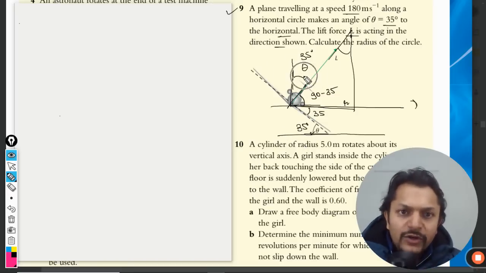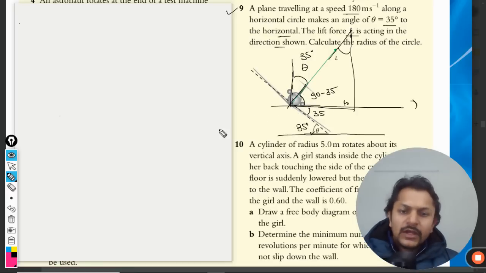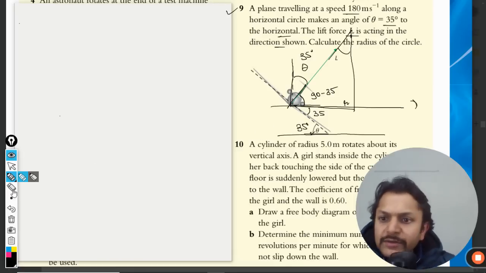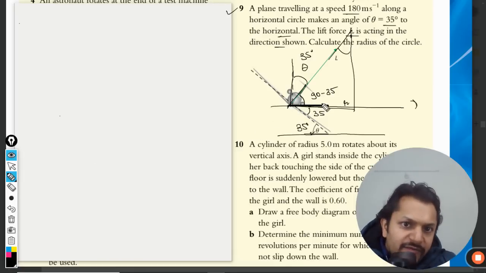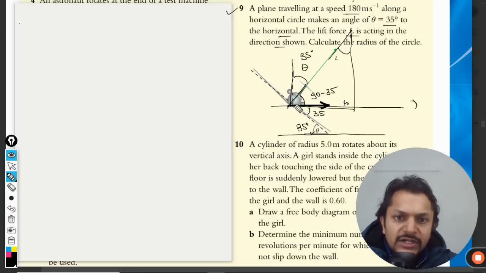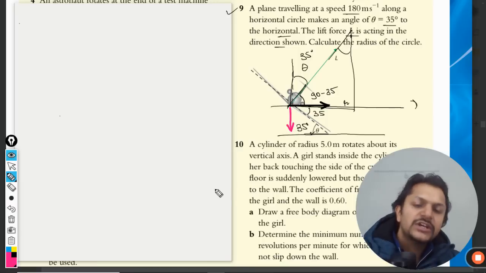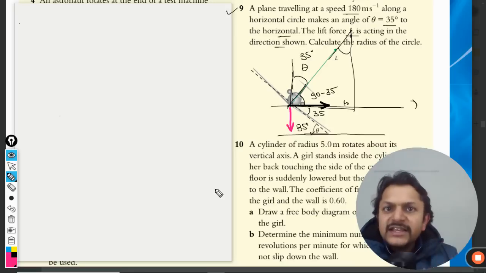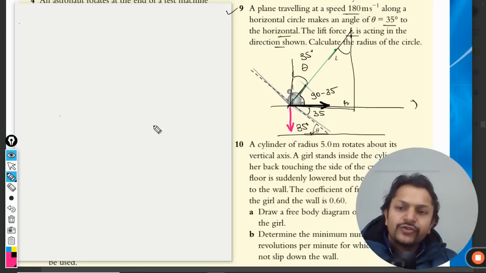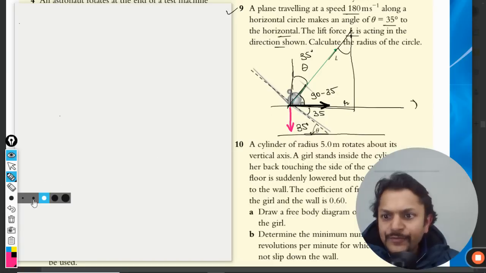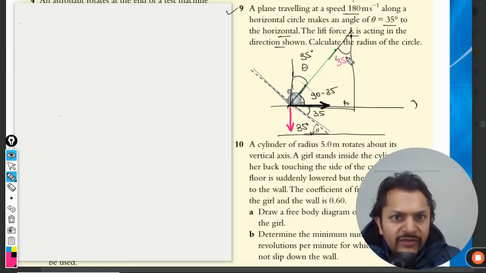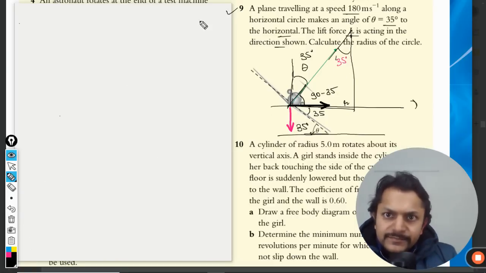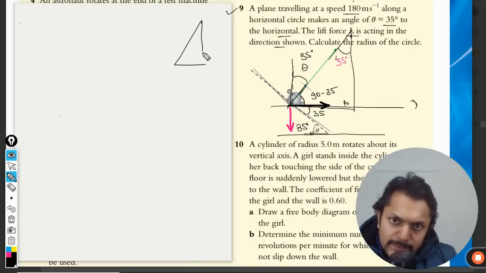So when we know this angle, now we can apply our theory. How to do this now? This is going to be the centripetal force. This is going to be the weight downwards. The easiest of all the methods is to create a right angle triangle. So this is the right angle triangle now, and I have found that this angle is also 35 degrees.